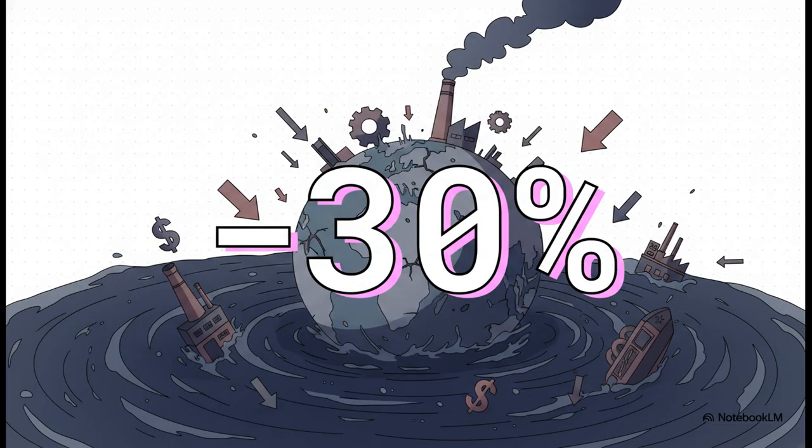A terrifying 30% contraction of the United States gross domestic product between 1929 and 1932. To put that into perspective for you, worldwide GDP fell by an estimated 15%. International trade plummeted by more than half. The engine of the global economy essentially just seized up.